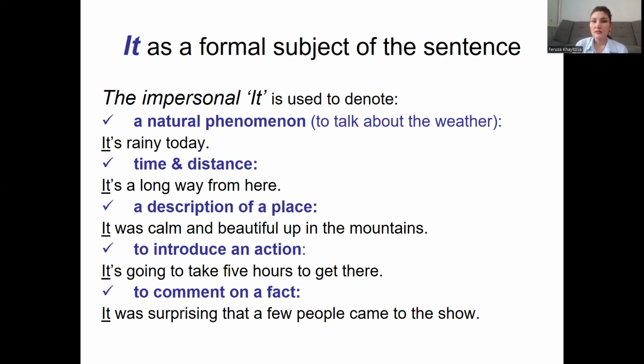The impersonal it is used to denote natural phenomena, to talk about the weather. For example, it's a rainy day, it's a sunny day. The next, time and distance: it's a long way from here. It denotes distance. A description of a place: it was calm and beautiful up in the mountains. To introduce an action: it's going to take 5 hours to get there. To comment on a fact: it was surprising that a few people came to the show.